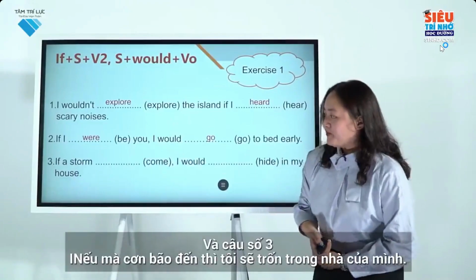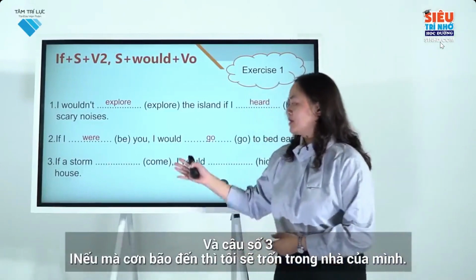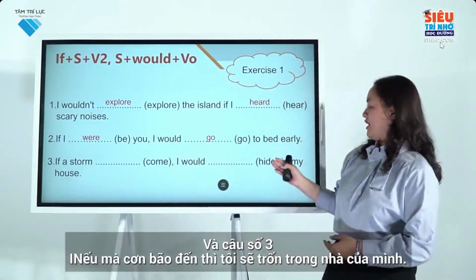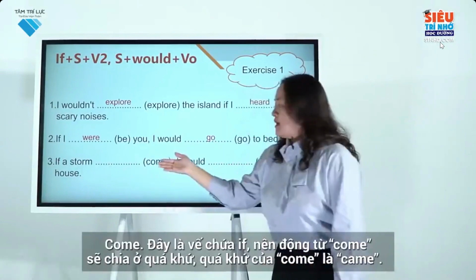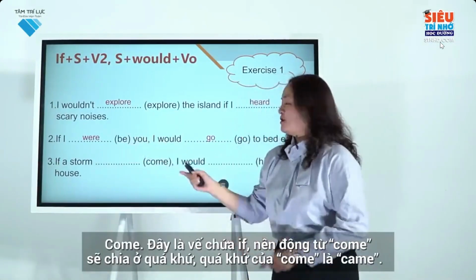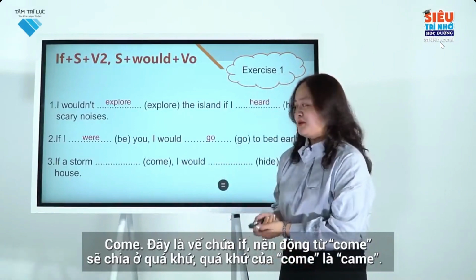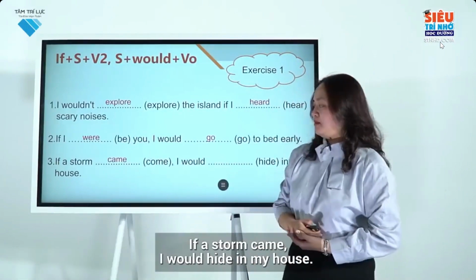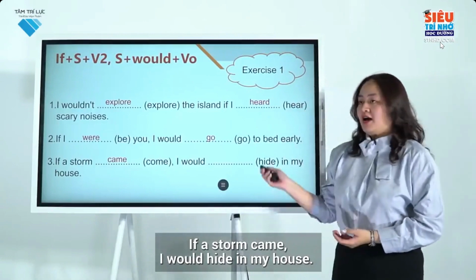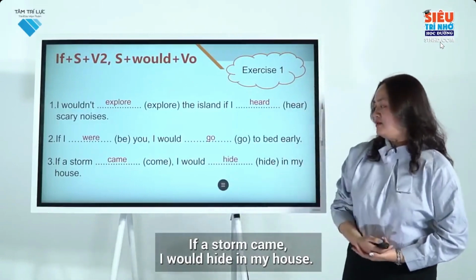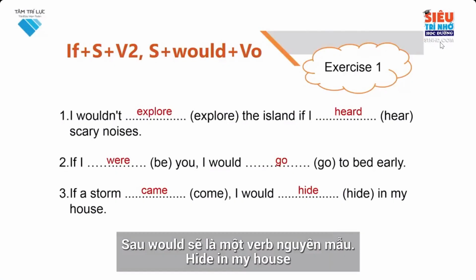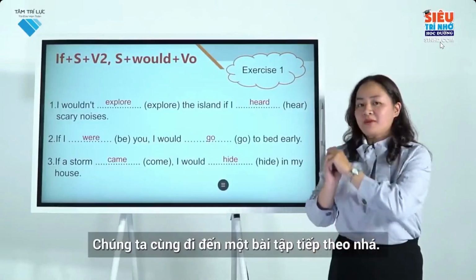And number 3. If a storm come, I would hide in my house. Come, this is the if clause, so the verb come is in the past tense. The past tense of come is came. If a storm came, I would hide in my house. After would is an infinitive, hide. Let's move on to the next exercise.